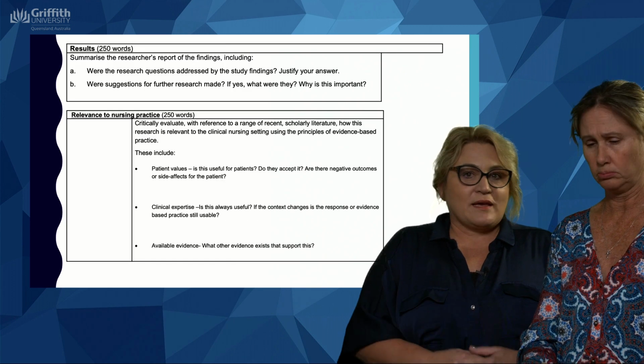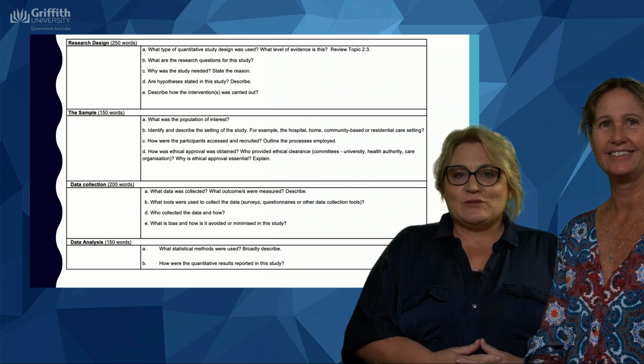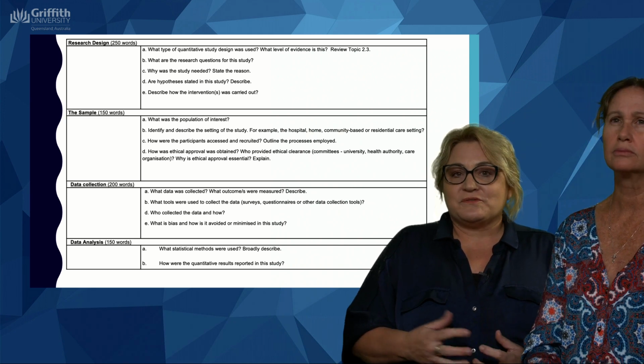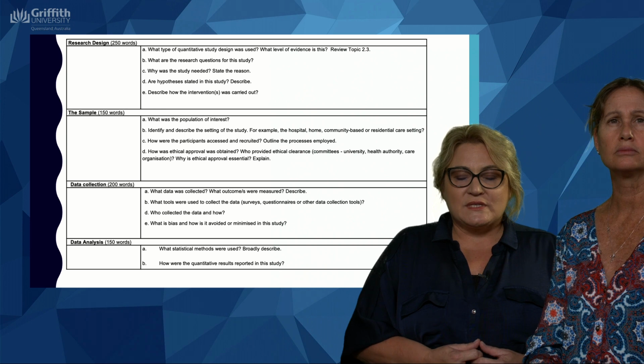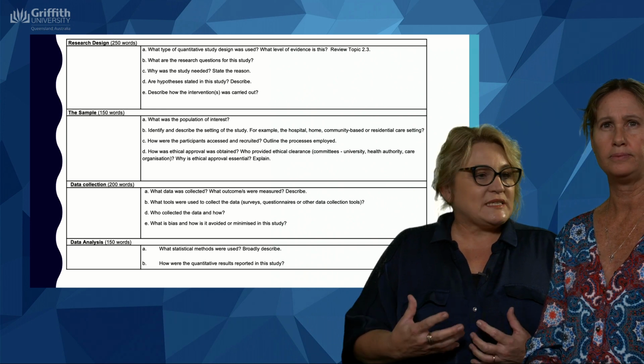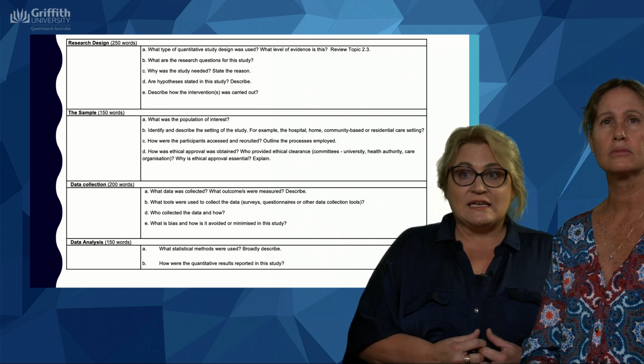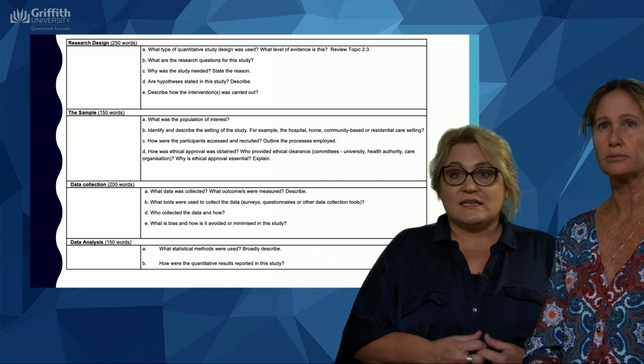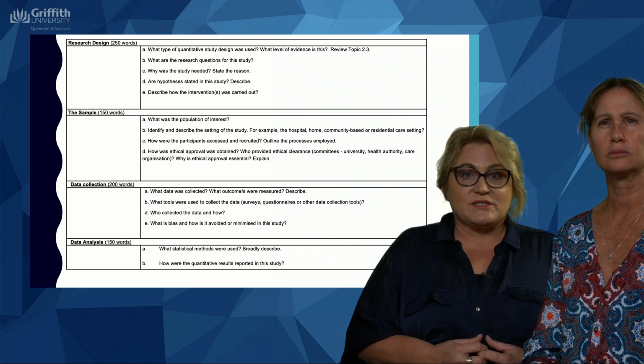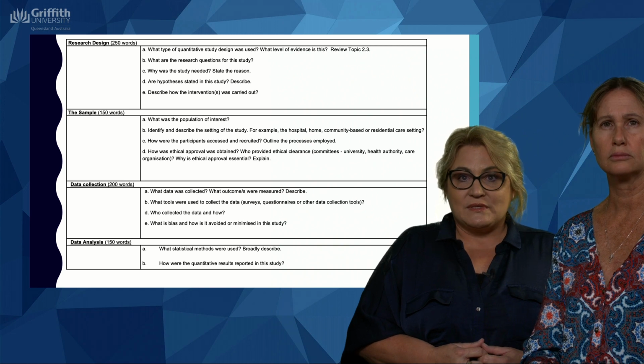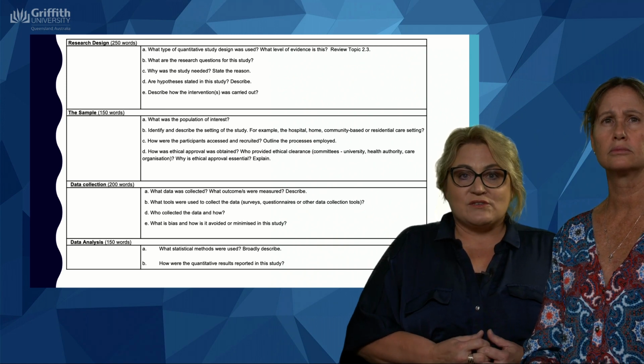So could we just go back up, sorry? So then we're actually looking at the sample, 150 words, and we know from those articles in tutorial that we did an article around the paediatric population. We also did an article around the dementia population. So you should be able to draw out the sample information and identify and describe the setting.